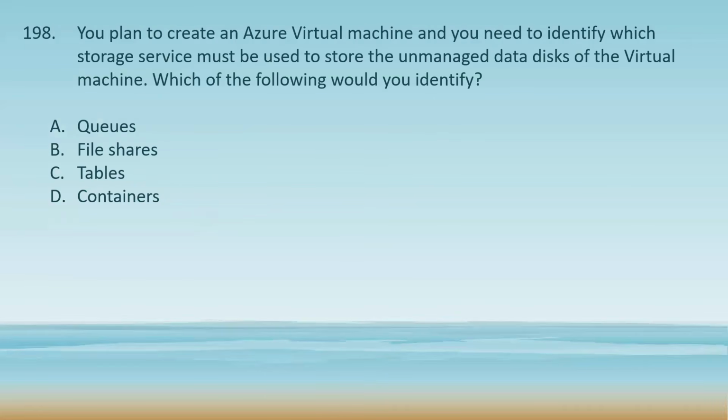You should use containers for this use case. Specifically, you would use Azure Blob Storage containers to store these unmanaged data disks. Blob storage is suitable for storing objects such as VHD files that are used as data disks for Azure virtual machines, which is what is asked in the question here.